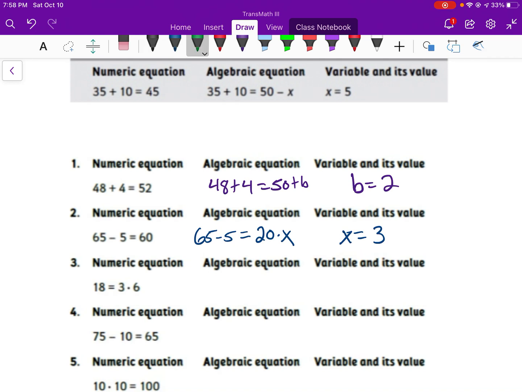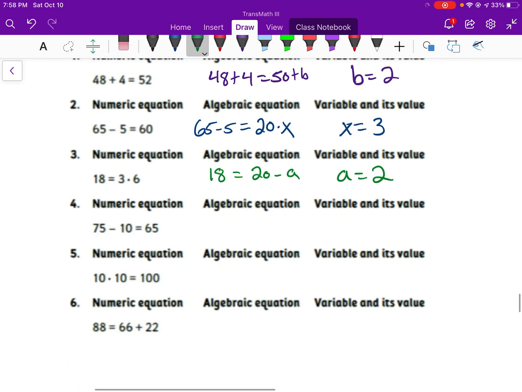Okay, so like here, we got 18. Okay, just keeping that left side the way it is. And then let's say just a way to represent 18 with an algebraic equation. Let's say 20 minus a. Okay, 20 minus what is 18? 20 minus 2. So a is 2 in that case.